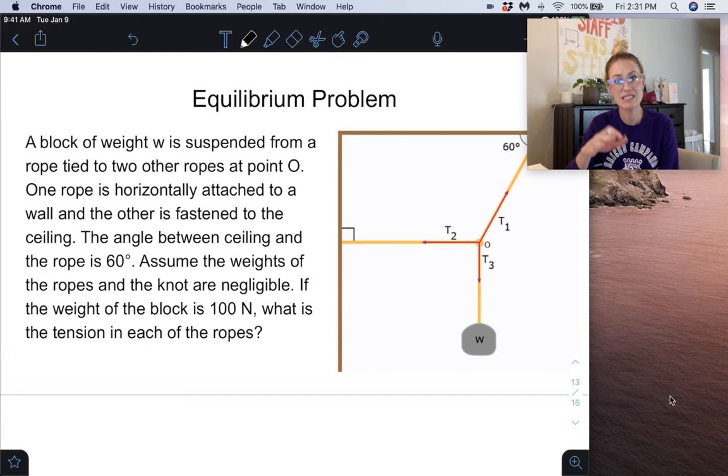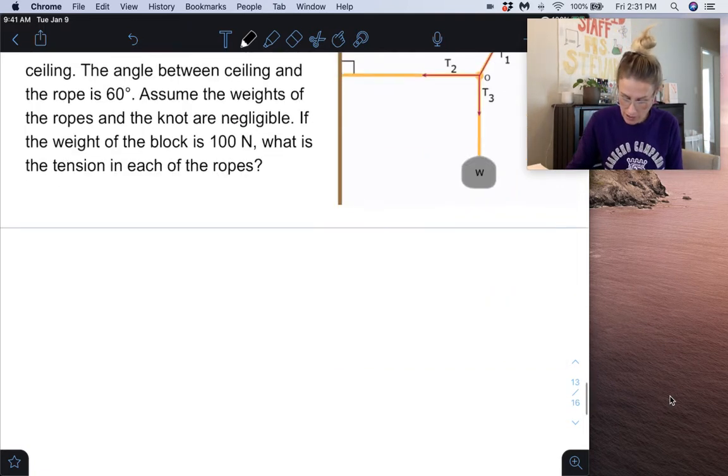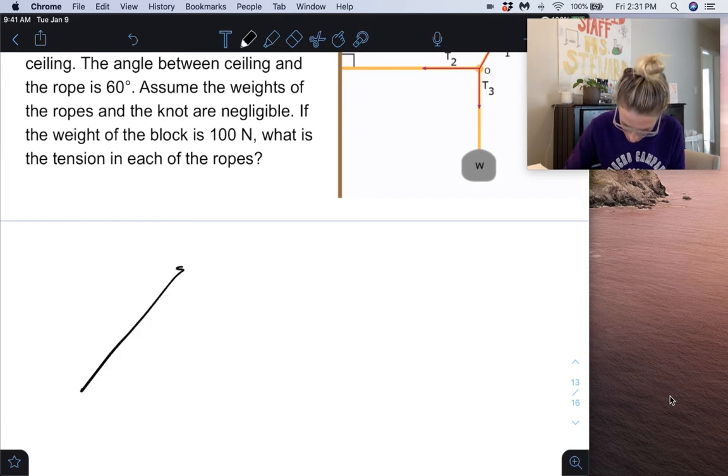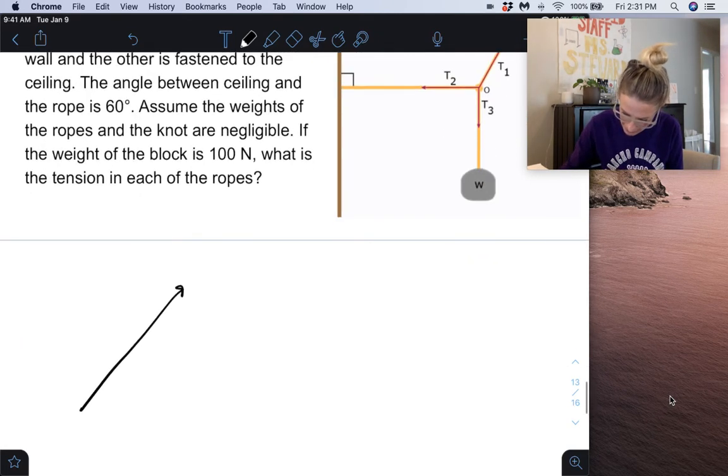Now, for these types of problems, there are a couple of things that you need to do. First and foremost, just like we do with problems at an angle or incline problems, we have to split that tension T1 up into x and y components. So let's do that first. I have my tension T1 up like this. They give us this angle right here is 60 degrees, and this is tension T1.